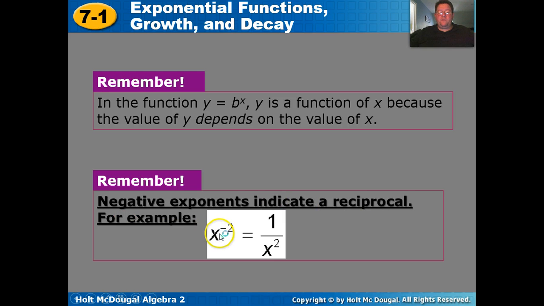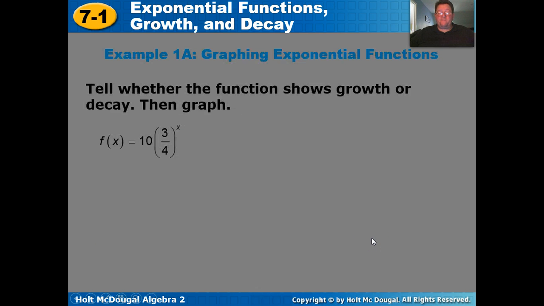Also remember that a negative exponent doesn't make the value negative. It just means whatever the base is to a negative exponent goes into the denominator. So x to a negative 2 power doesn't equal a negative x squared. It equals 1 over x squared. You might want to remember that.